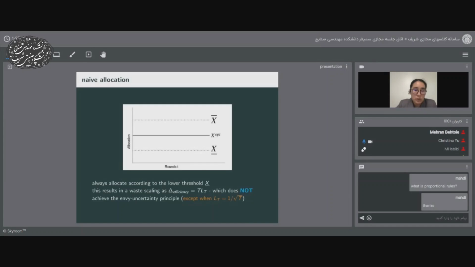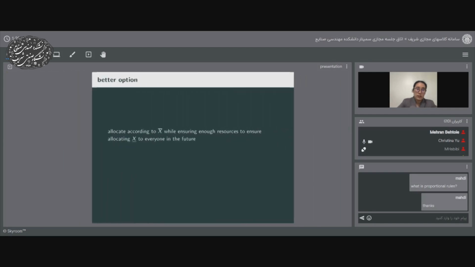So one naive allocation would be, well, why not just always be conservative? I'll always allocate according to the lower threshold x lower bar, and make sure that I never run out of resource and always have enough to allocate according to the lower bar. But the problem is that this could be very wasteful, because the total waste could end up being t times this difference between x upper bar and x lower bar. So it could be up to t times LT. And so this does not satisfy this optimal MV efficiency principle.